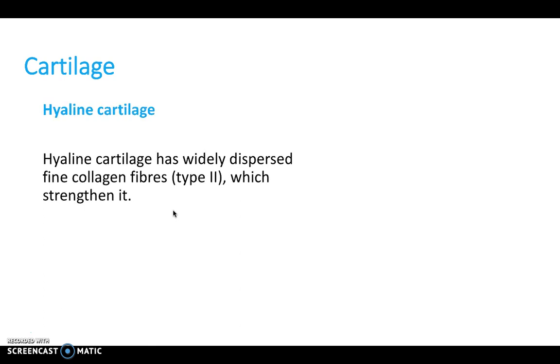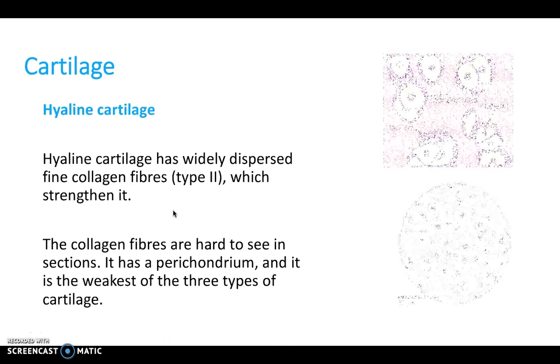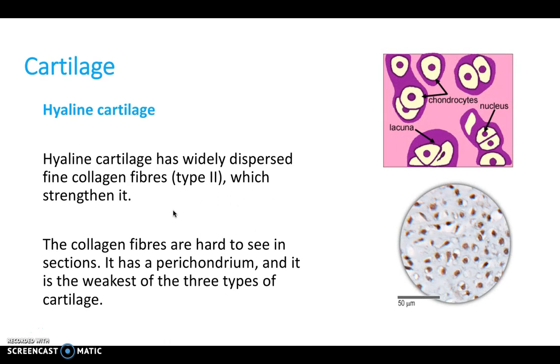Let's have a look at them in a little bit more detail. Well, hyaline cartilage has widely dispersed fine collagen fibres, which are type 2 collagen, which strengthen it, so it's got good strength. And therefore collagen fibres are hard to see in the sections. It's got a perichondrium, and like we said, it's the weakest of the three types of cartilage there. This is looking down a microscope so we can see the chondrocytes. Remember earlier in the video we said chondrocytes have a precursor cell of cartilage. And we've got nucleus located within the cells in the lacunae.